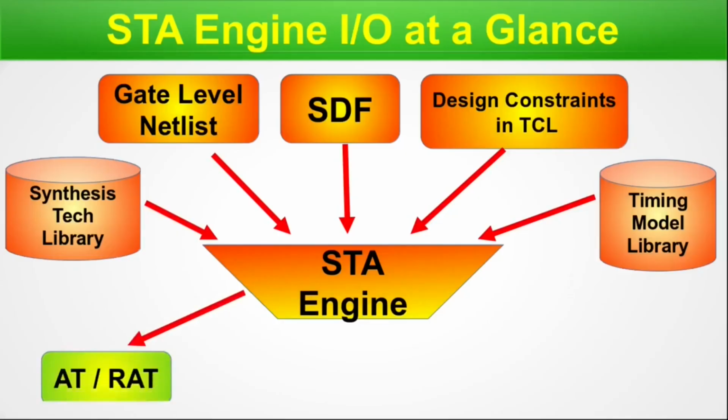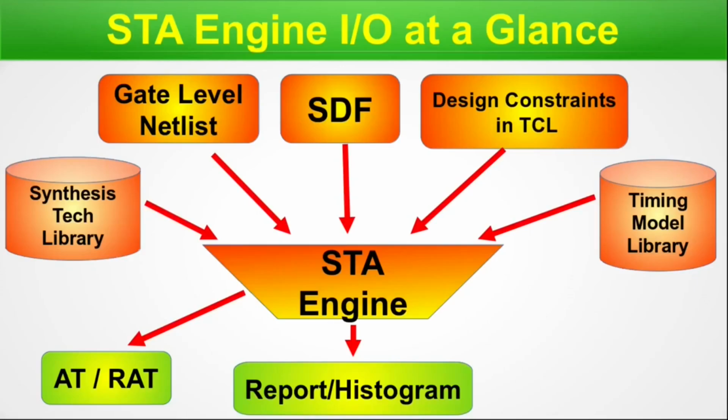Next, we have the outputs. The first output is AT or RAT. AT means arrival time, RAT means required arrival time. We'll see some slides later about this AT and RAT in detail. Next output is report or histogram. So the STA engine does a huge amount of text reporting. Also, it gives us the histogram. We will come to what all the types of outputs in this report are later on.